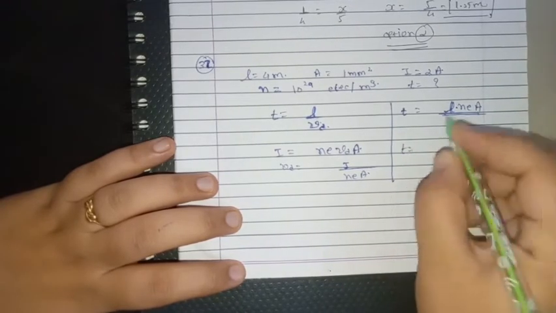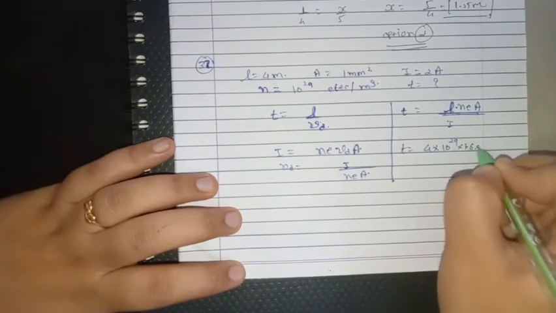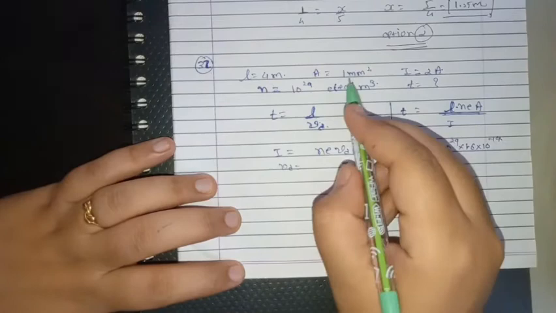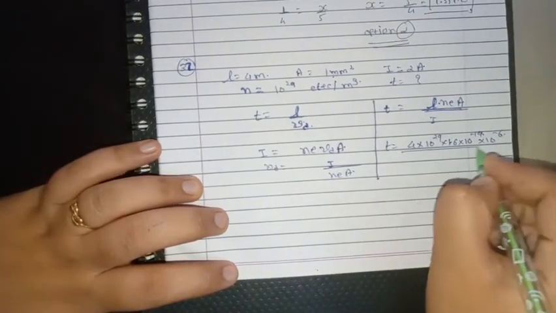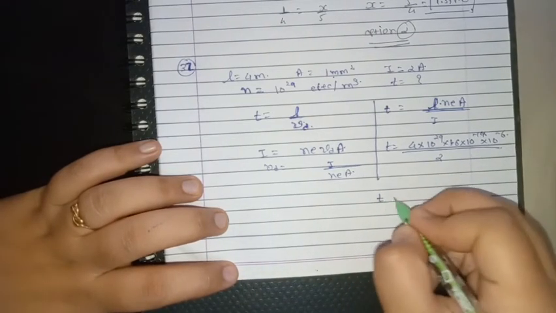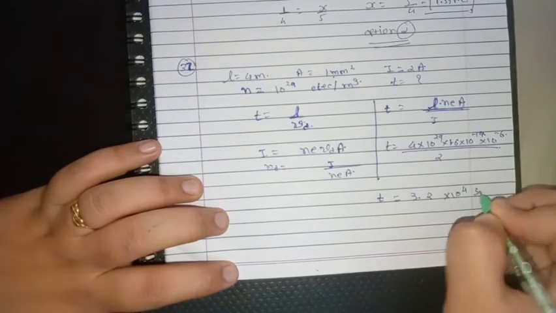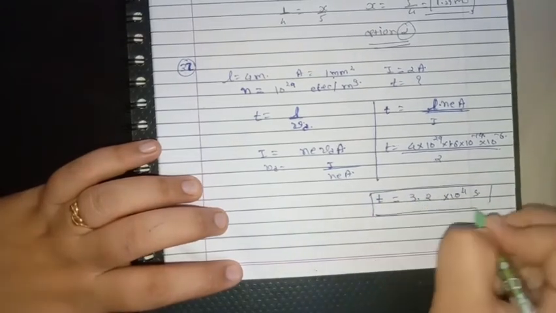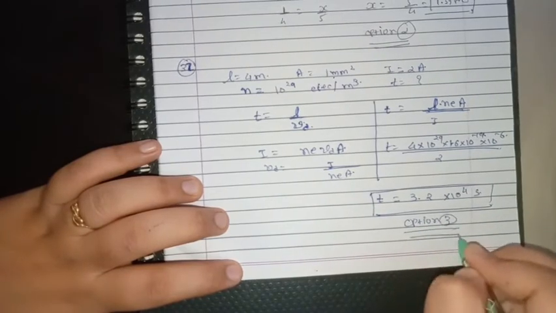NEA. Put the value, L is 4 meter, N is 10 power 29, E is 1.6 into 10 power minus 19. Area is 1 mm square, that is 10 power minus 6 meter square, and current is 2 ampere. Simplify this, we'll get T is equals to 3.2 into 10 power 4 second. So option 3 is correct option.